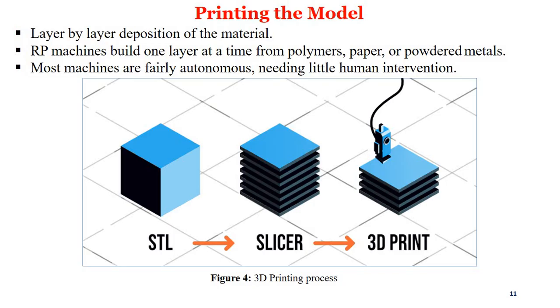Printing is layer by layer deposition of the material. When the first layer is deposited, we start the second layer, then the third layer, and so on. The process is layer by layer manufacturing or deposition. The RP machine builds one layer at a time for polymers, paper, or paperboard metals. The process is fully automatic, with no human intervention.